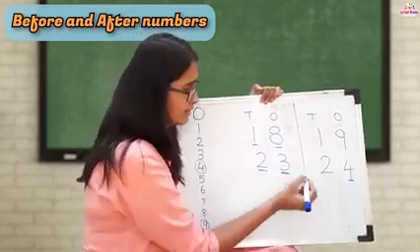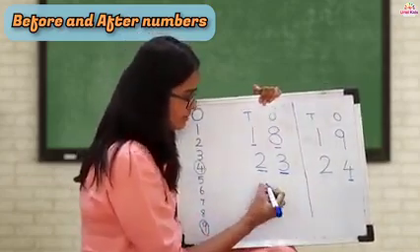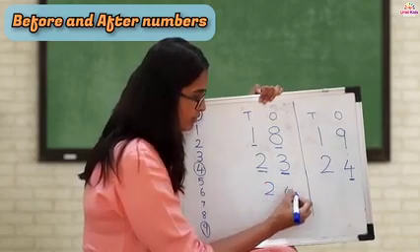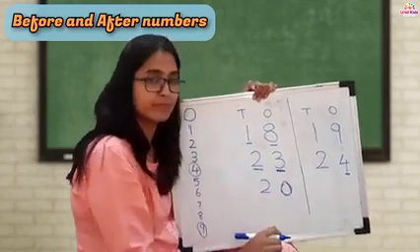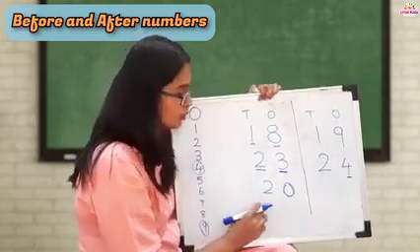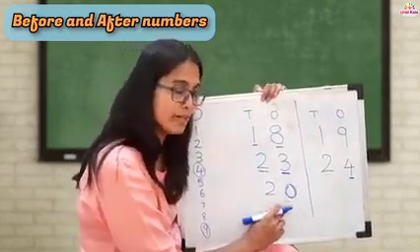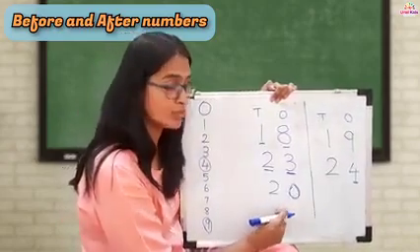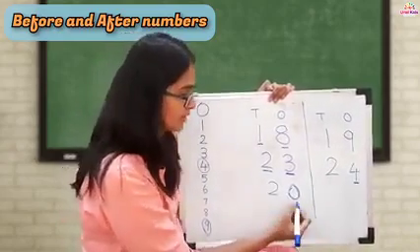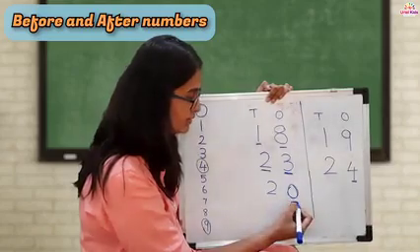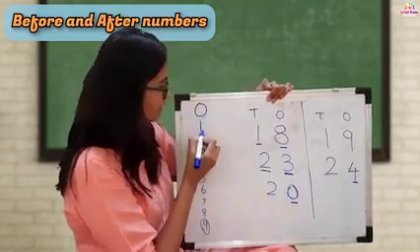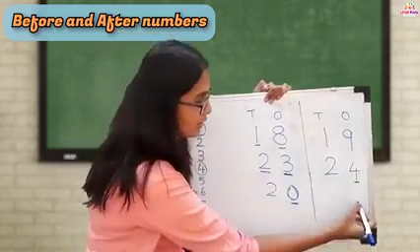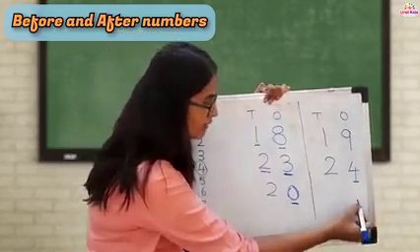Now last example. So now let's write 20. Okay, so what is this number? 20. So now what number comes after 20? So now let's find what is this number? 0. So now what number do you see after 0? It is 1. So I am going to write 1 here.